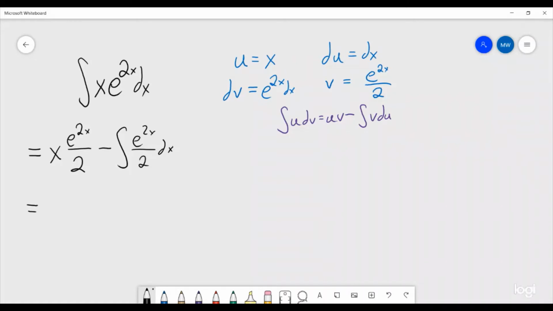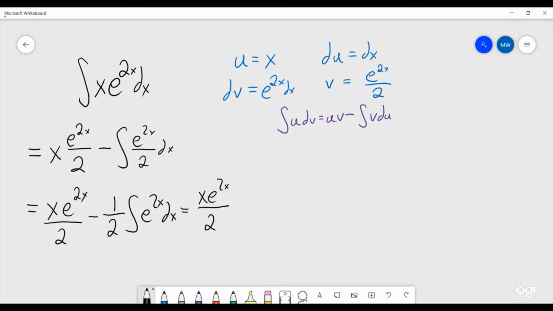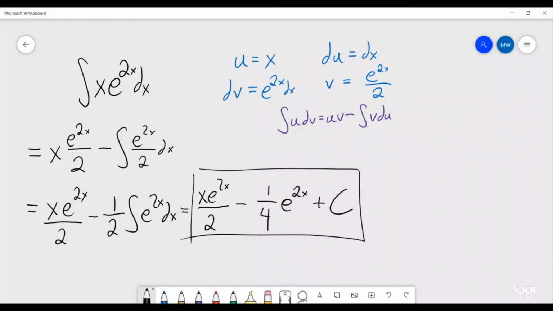Well, we already know the integral of e to the 2x is e to the 2x over 2, so this is going to be x e to the 2x divided by 2 minus 1/2 the integral of e to the 2x dx. So this is x e to the 2x over 2 minus 1/4 e to the 2x plus a constant c. So this is the integral of x e to the 2x, and we were able to do this using integration by parts. Let's do another example.